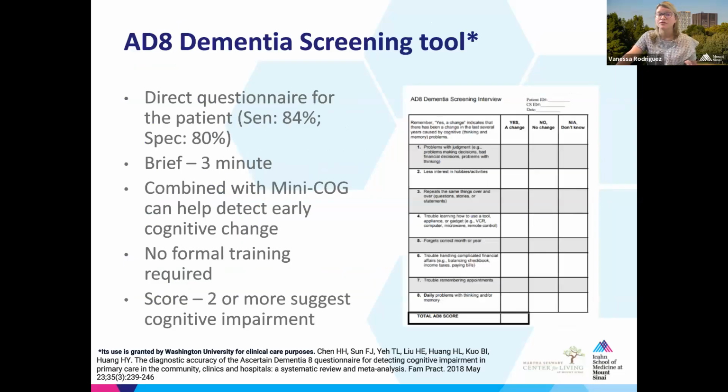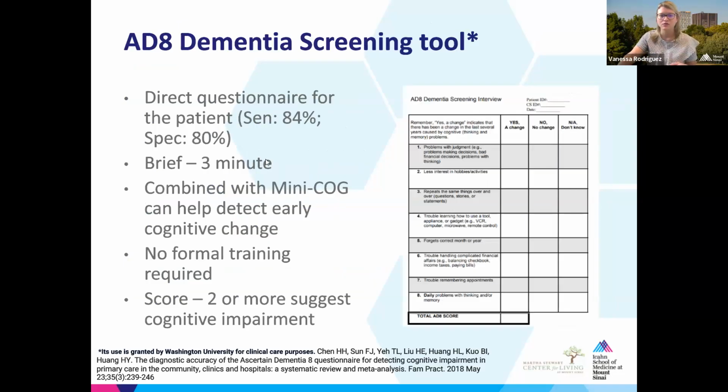And then there's another tool called the AD8 dementia screening tool, which could be seen as a short survey for patients. They can actually complete it themselves, so it could be a rapid screening option.